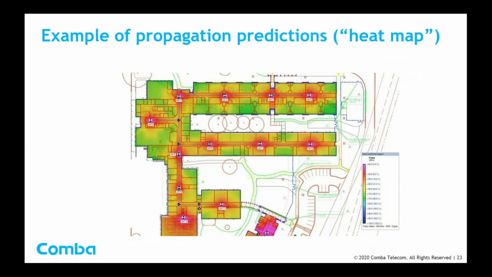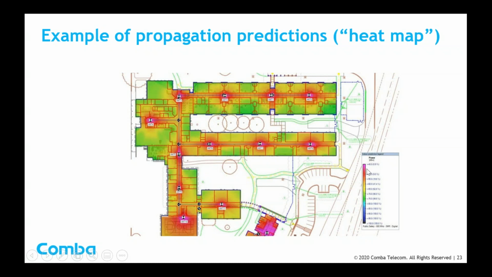One of the things Charlie showed last week in his presentation, and in fact it was so great I just stole the picture from his presentation. This is an example of what will come out of the design package, and that's called propagation predictions, or commonly referred to as a heat map. That's a different building obviously than the one I just showed. But here are the antennas, and as Charlie pointed out last week, the color indicates the strength of the signal.